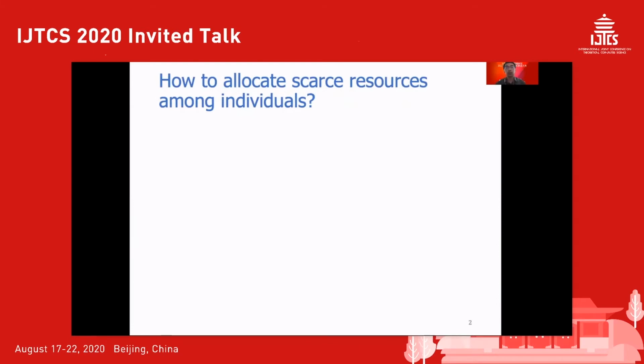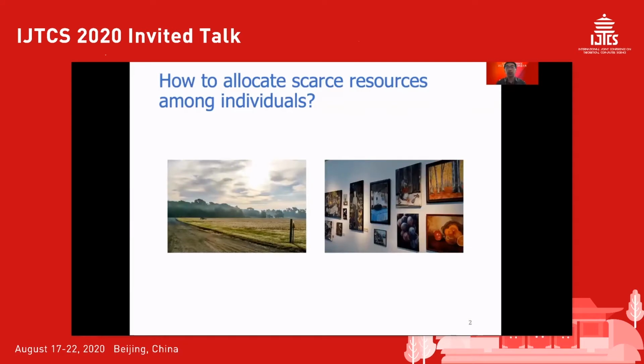Assume that in heritage division, there are multiple heirs, and together they may want to divide some resources. It could be a piece of land or other things such as some valuable artworks, and they want to do it in a fair manner. I list here the land and artworks, these two specific examples, on purpose because they represent two major classes of fair division. They are characterized by the type of resources to be allocated.